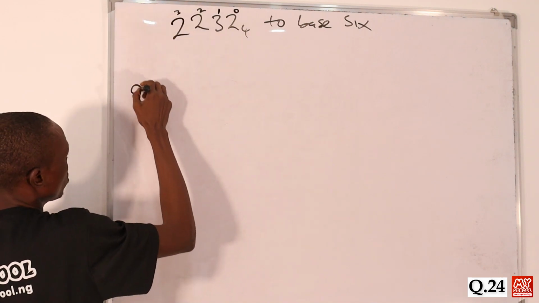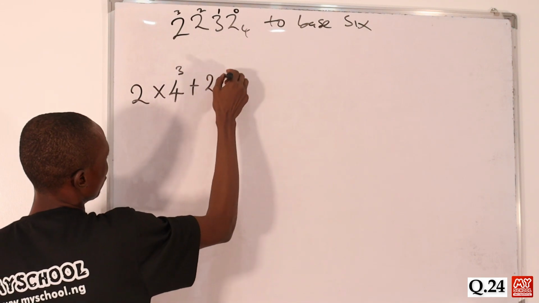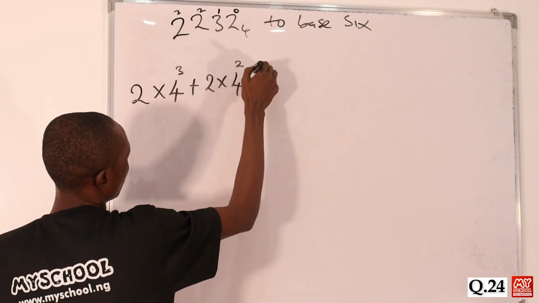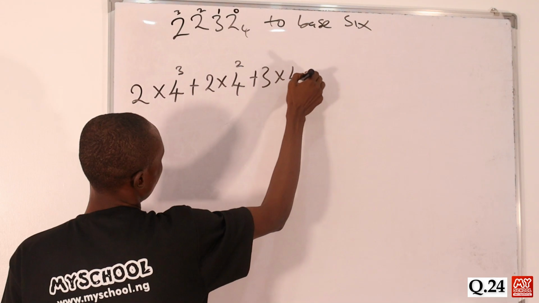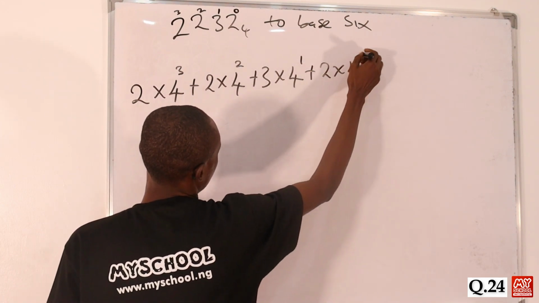So that we'll now be having 2 times 4 raised to power 3 plus 2 times 4 raised to power 2 plus 3 times 4 raised to power 1 plus 2 times 4 raised to power 0.